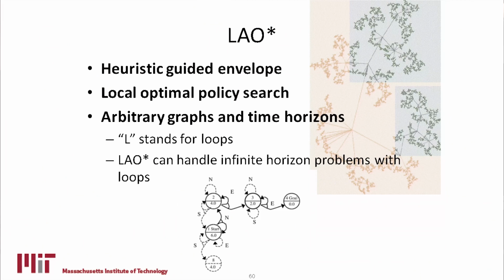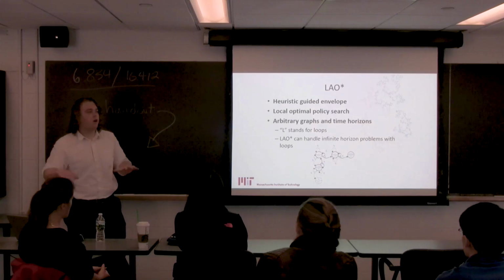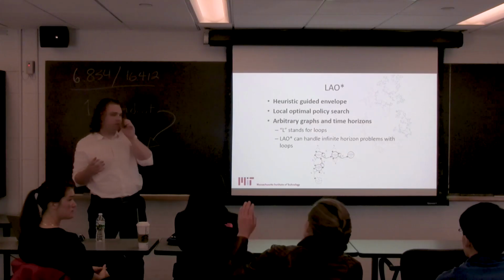What's important here, the L stands for loops. It's an extension of the AO star algorithm, which itself is an extension of the A star algorithm. And we can handle infinite horizon problems that can transition in different ways, and really models the real world scenarios we're interested in. Any questions so far, on the broad scope of what AO star is going to do?